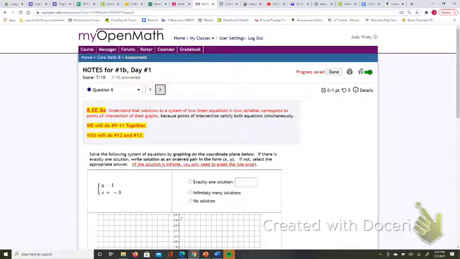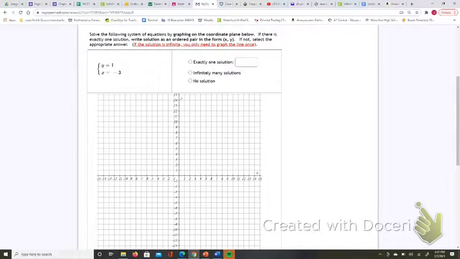Number 8. Okay, number 8 is the exact same question, but this one's interesting. So this time it says y equals 1 is our equation. So if you remember, we've done these before this year, but it's been a while. When it's y equals and that's all, it's going to make a horizontal line. So we go to where y is 1 and we put a dot.